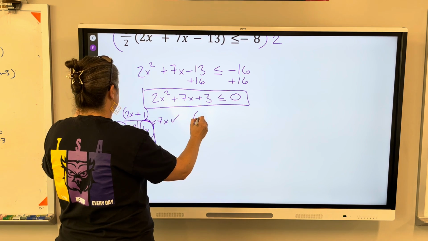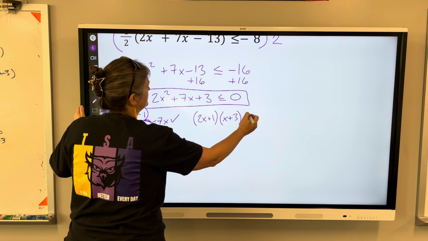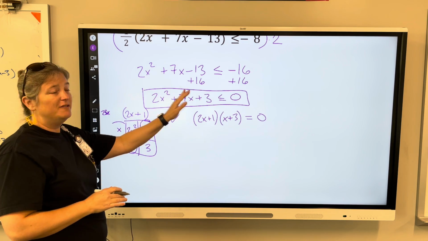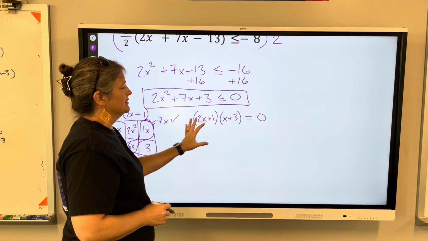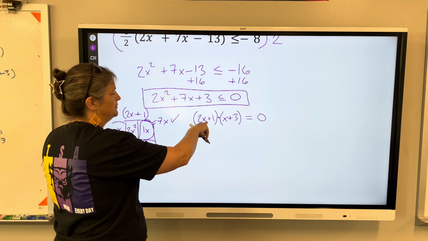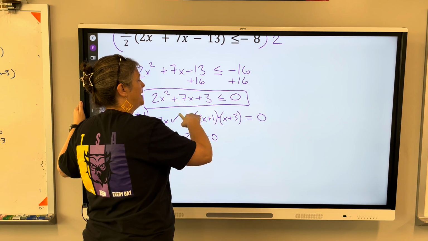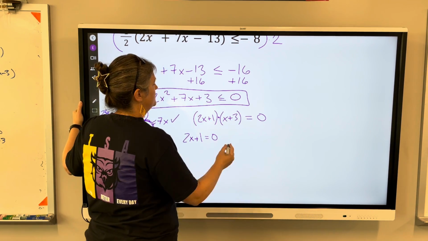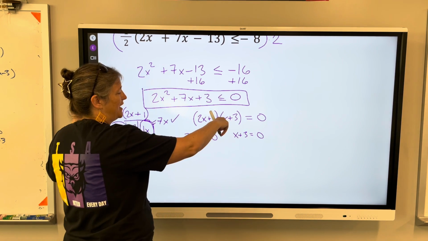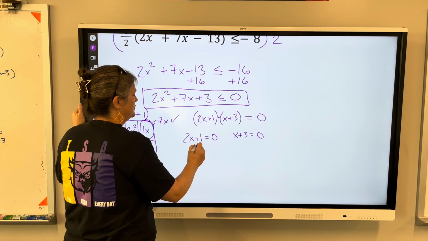So if I rewrite this as 2x plus 1 times x plus 3, I'm just going to find where it's equal to 0. I'm going to leave the inequality alone and revisit it later, because the split doesn't make sense unless it's equal. So I want to find where 2x plus 1 equals 0, because that will make this 0 times anything is 0, or x plus 3 equals 0, because if that's 0, then 0 times anything else will be 0. So these are my two solutions.